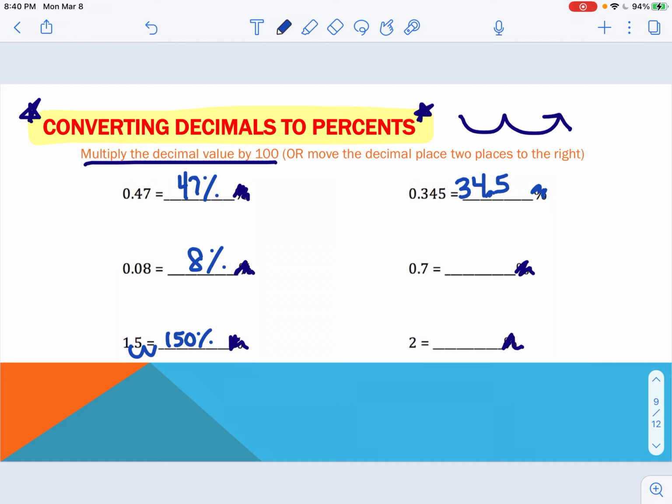But look what you just wrote here. Is 345 thousandths equivalent to 34.5? Absolutely not. If we were dealing with money, I would much rather have $34.50. So always make sure you have that percent sign. 0.7, what did you get here? Good, 70%. And what about 2? Good, 200%. All right, hopefully this helped you understand how to convert between a decimal to a percent.